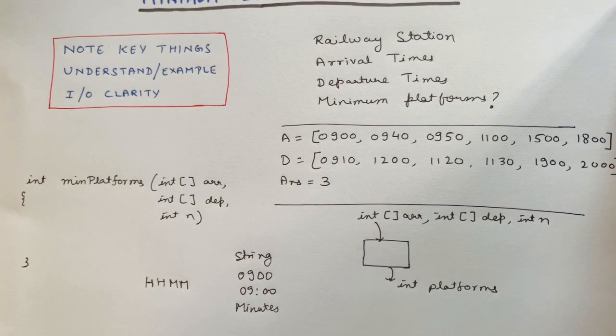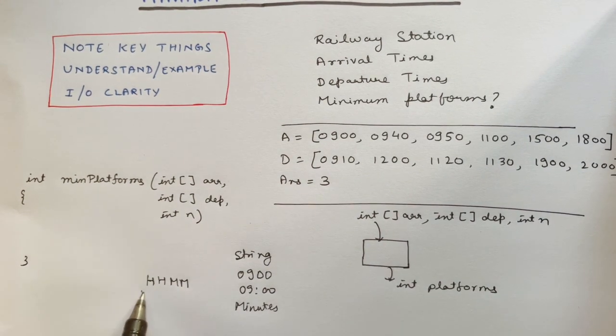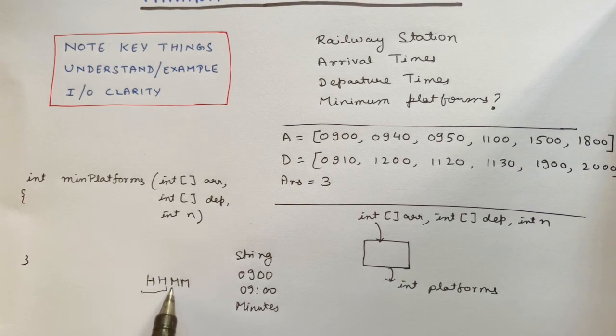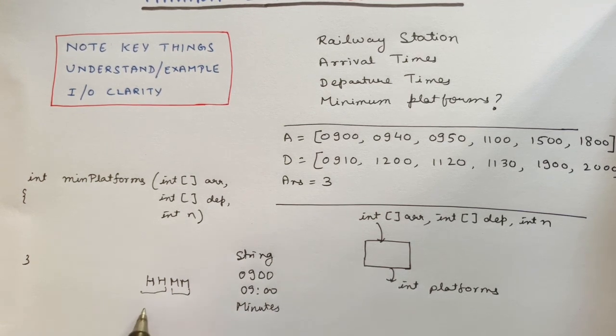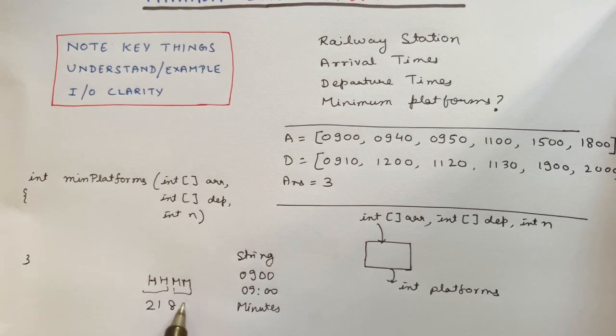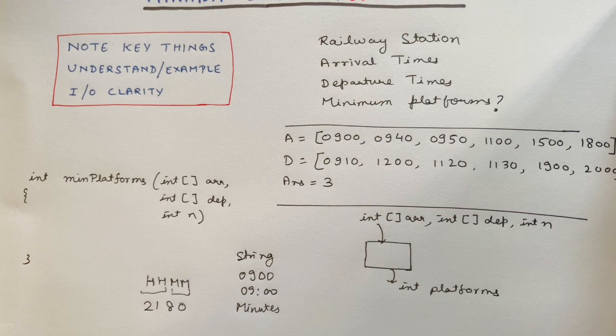So in that case, basically the first two digits represent the hour and the other two digits represent the minutes. And even this number of minutes could be greater than 60. For example, 2180 is a valid time. That means 21 hours have passed and 80 minutes have passed. And so we can calculate what is the time.